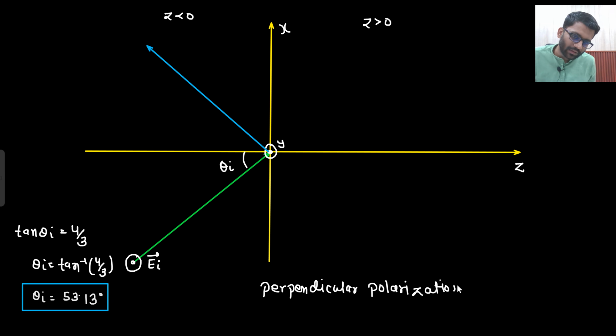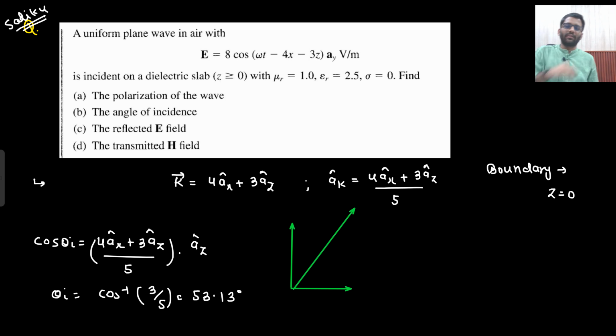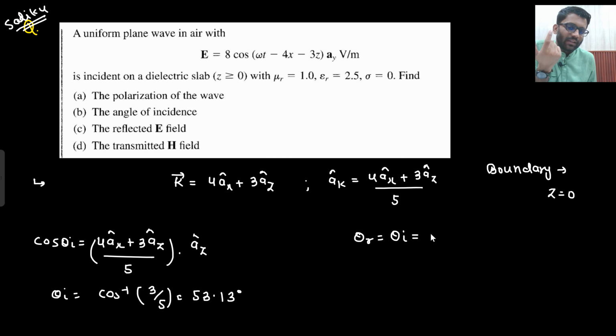Right? This is our perpendicular polarization. Okay. Incident angle we have. Let's find out the transmission angle. Basically, reflection angle will be equal to incident angle only, and that would be equal to 53.13 degree. But let's find out the transmission angle.